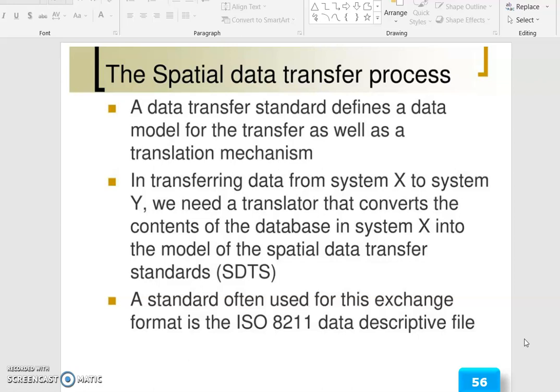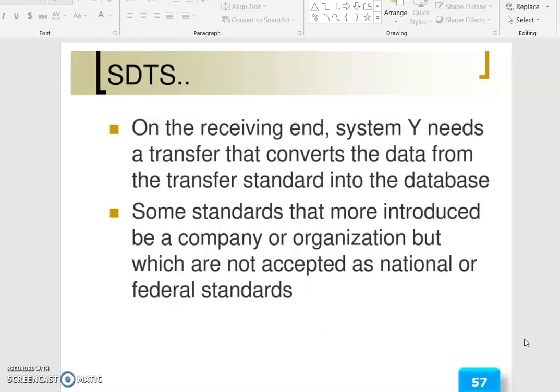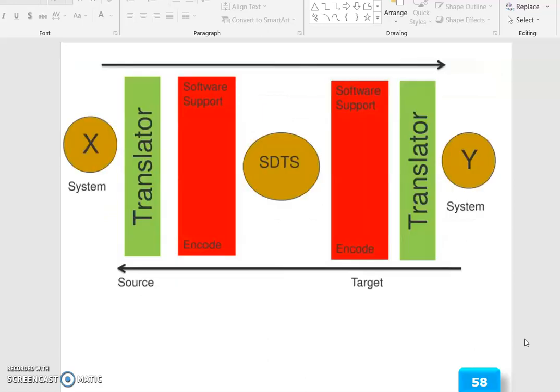A standard often used for this exchange format is the ISO 8211 data descriptive file. So on the receiving end, system Y needs a translator that converts the data from the transfer standard into the database. Some standards are introduced by a company or organization but are not accepted as national or federal standards. So see system X, system Y, source to target, the translator, software support, encoder, SDTS, software support, encoder. So transfer from system Y.